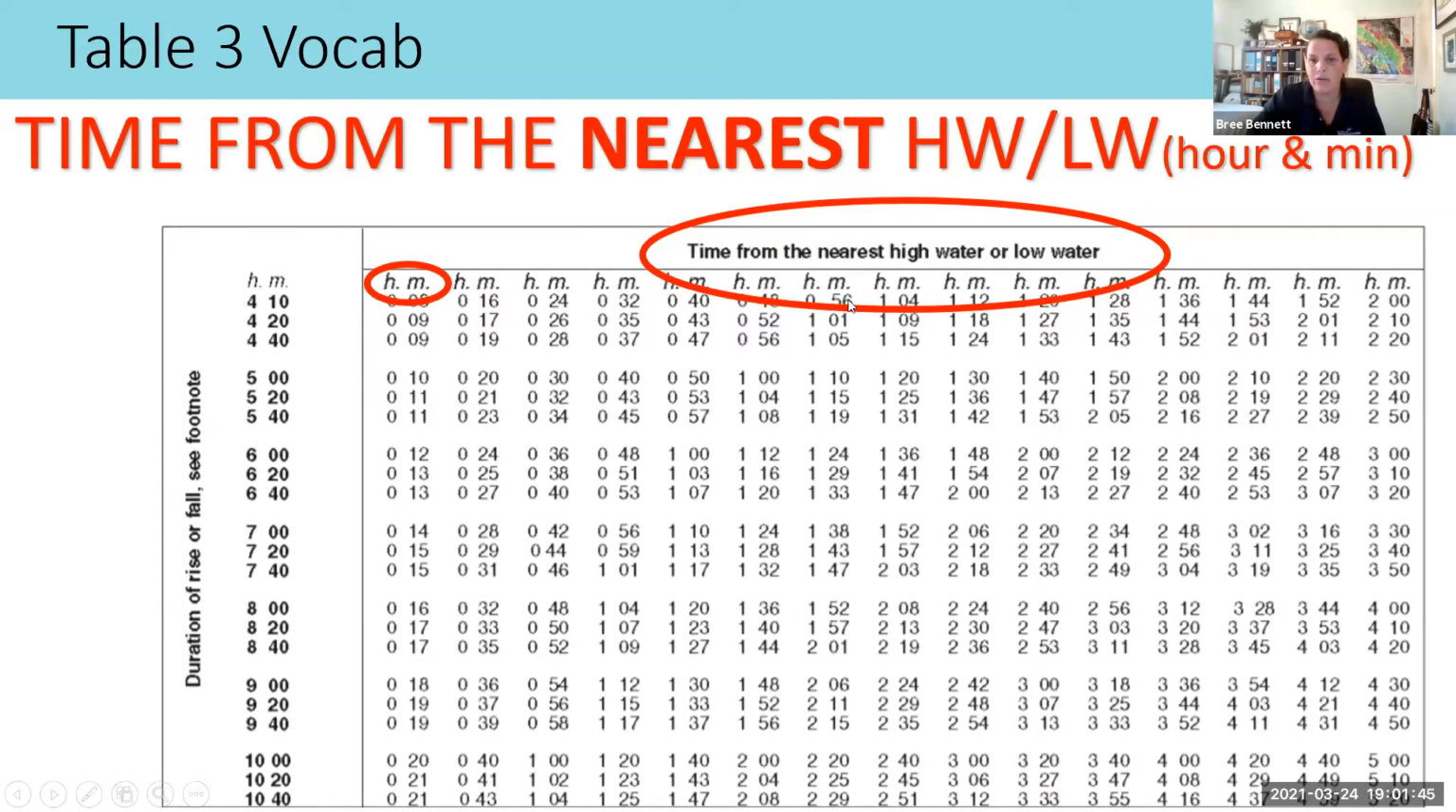Again, we have the hours and minutes to give us the hint that this is in time. I will shorten this to TNT. You might hear that in other YouTube videos or other ways of learning your tides that they call it TNT. So time to the nearest tide is essentially what that is. But time from the nearest high water or low water is what they are calculating, your TNT.